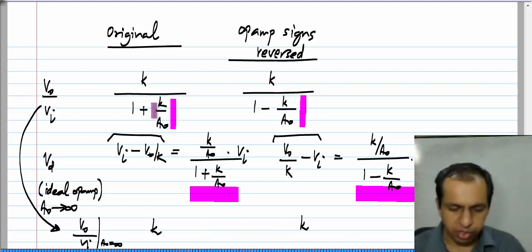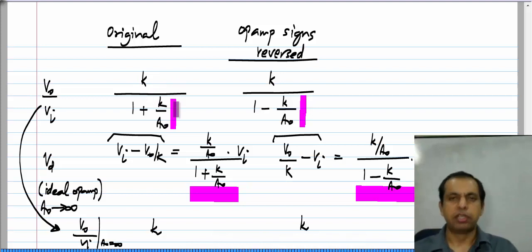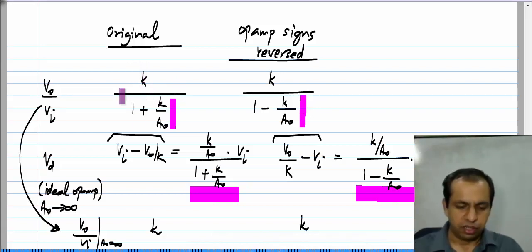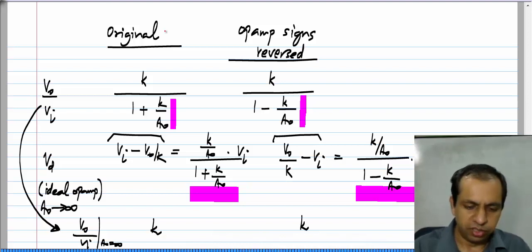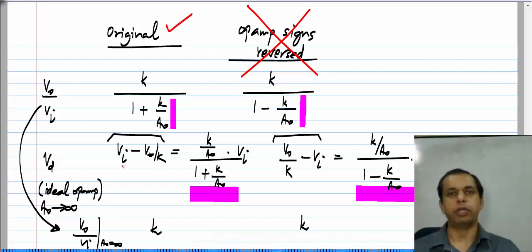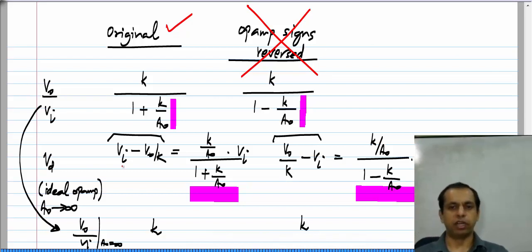Okay. There is a very small difference here. If k by a naught is 1 by 1000, then this number will be slightly smaller than that number, that is all. Similarly, the difference voltage V D is very small in either case, because it is proportional to k by a naught. And finally, as a naught tends to infinity, both these tend to the ideal value of k, but this simply does not work that way.